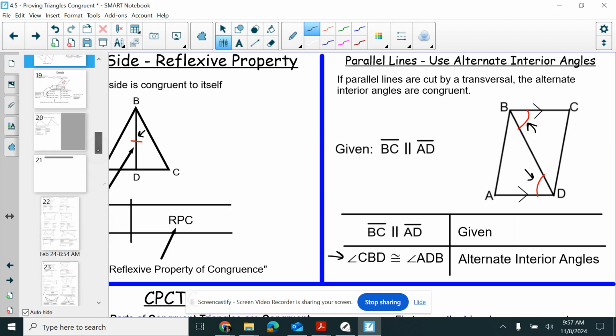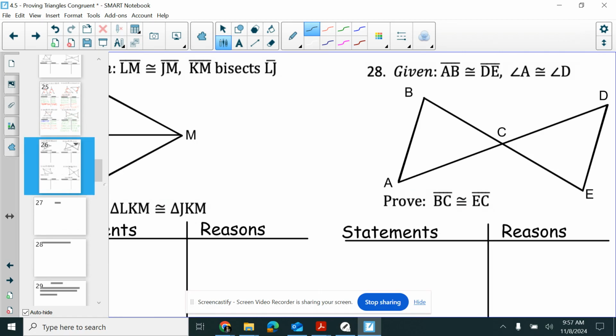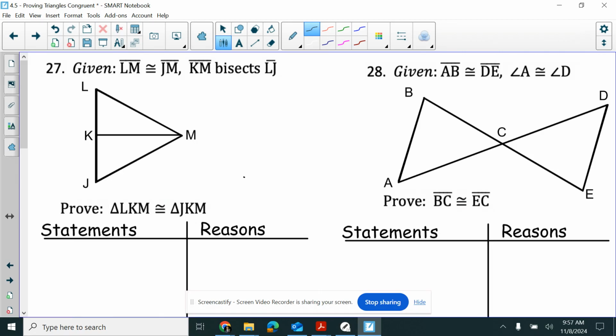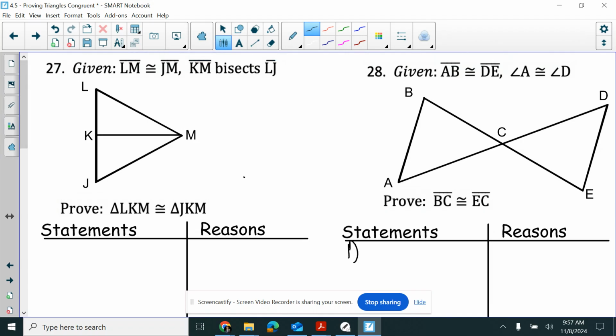Let's just do a couple proofs together so we can figure out how to do them. Let's look at 28. So the first step is you always write down the two givens. So we number our steps. Number 1, AB is congruent to DE. The reason is it's given.